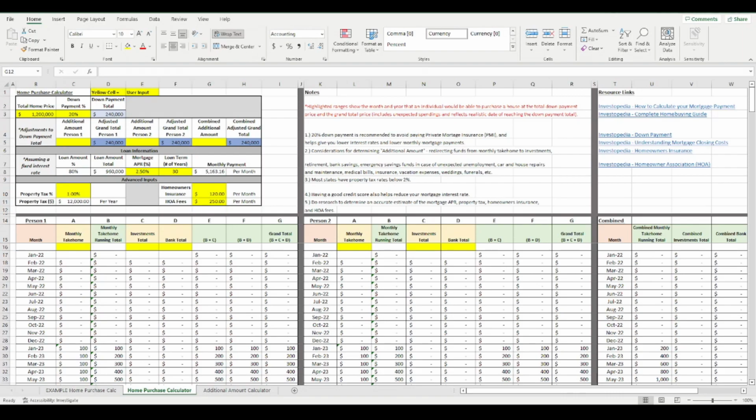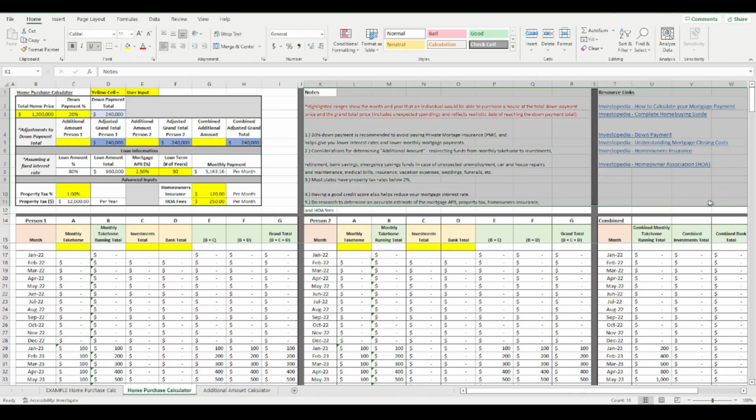On the top center and the top right of the table, I've included some notes to help you start off with an assumption of values for some of the parameters, and also provided useful educational links to Investopedia about home buying. I highly recommend you check out these resources and take the time to understand the basics to home buying.